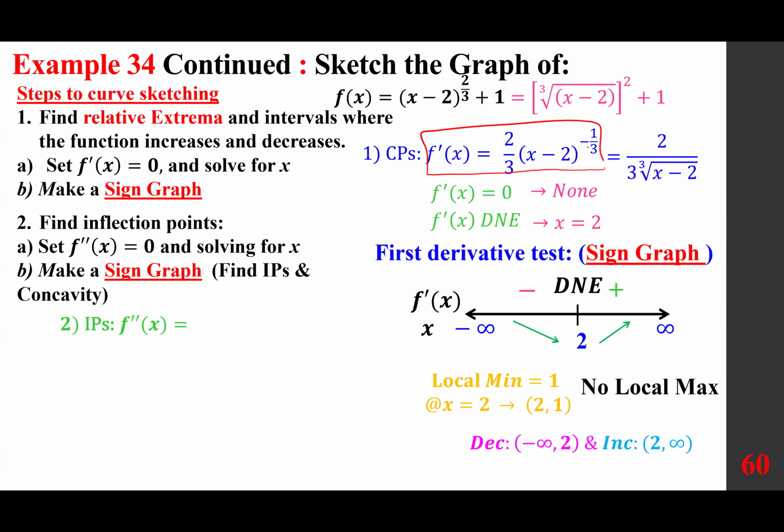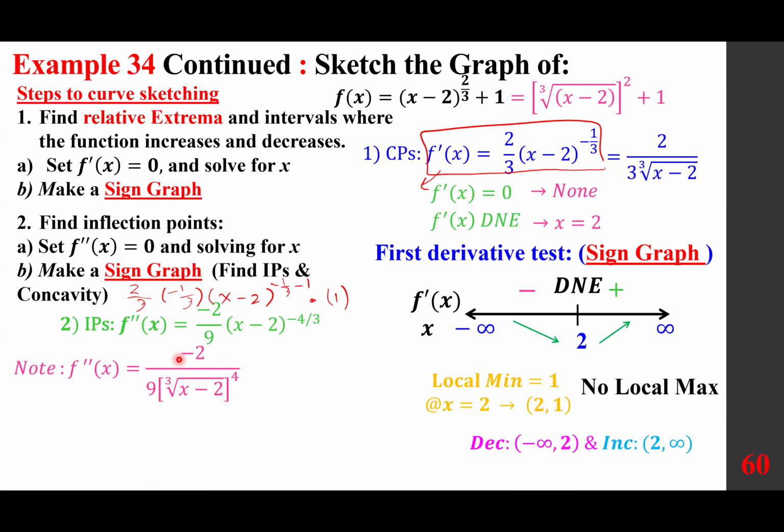And to differentiate that, to find f double prime, I'm going to write here 2/3 times negative 1/3 (x minus 2) to the power of negative 1/3 minus 1, times the derivative of the inside, which is 1. So we get negative 2/9 (x minus 2) to the power of minus 4/3. I'm going to take this down, make it positive 4/3, and I'm going to write f double prime is negative 2/9 cube root of (x minus 2) to the power of 4.